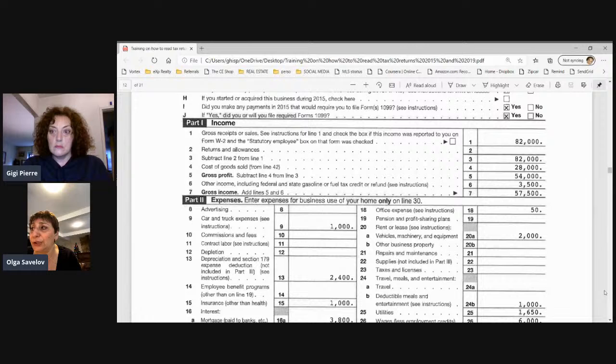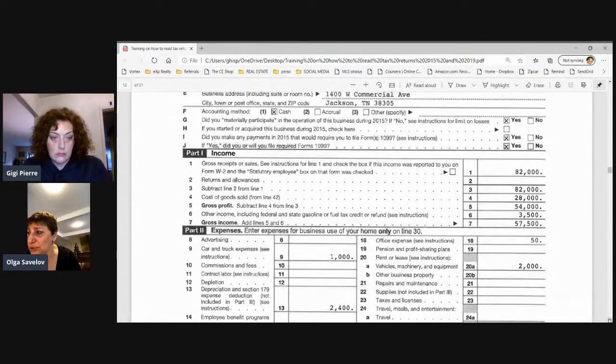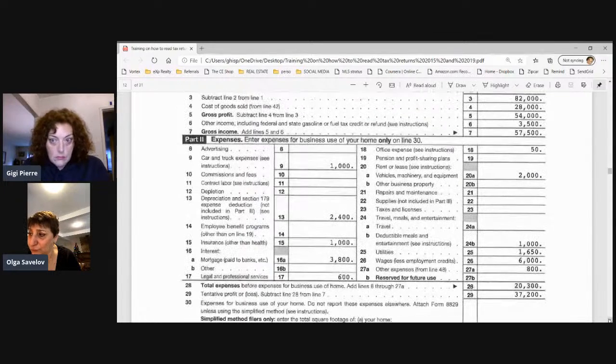So this is for the whole year of 2015. It's very similar to the current profit and loss for 2019, so it's not really any different. It shows you over here the person was working in tech and securities, computer repair services. That person made $82,000 from computer repair. He hardly had any cost of goods, but he had all expenses. So 82,000 minus cost of goods. Well, he did have cost of goods sold of 28,000, and he had other expenses.